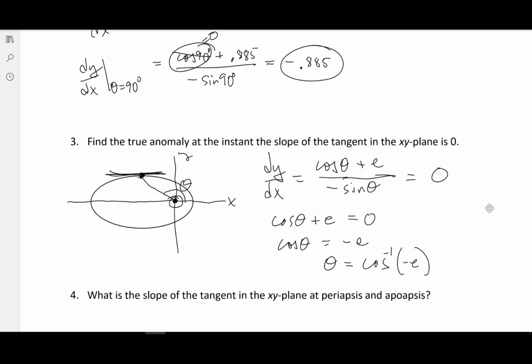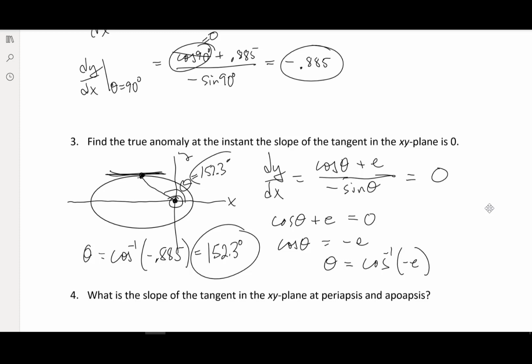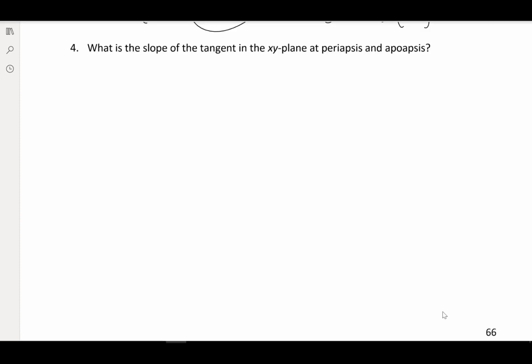In this particular case, that's when theta is cosine inverse of negative 0.885, which is about 152.3 degrees. That's the instant for this particular elliptical orbit, the instant when we've got this slope that's 0. Let's move to number 4.